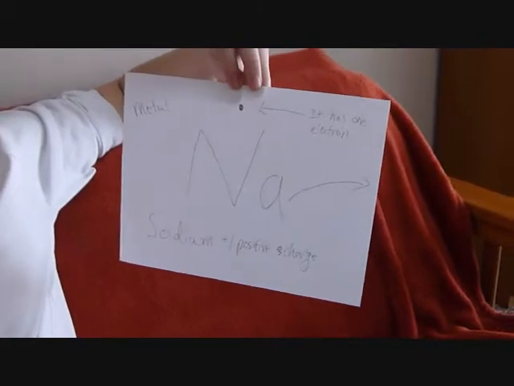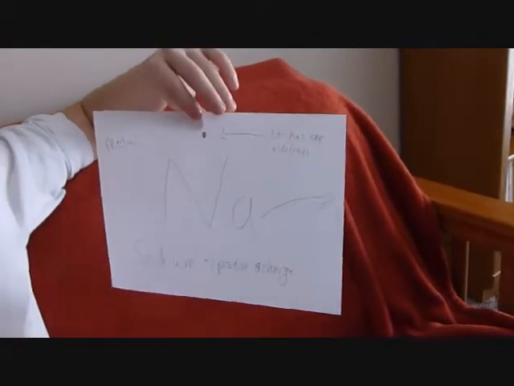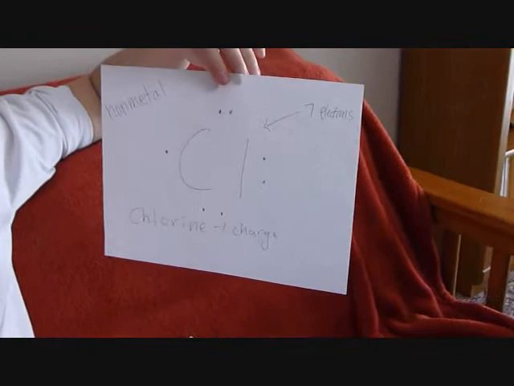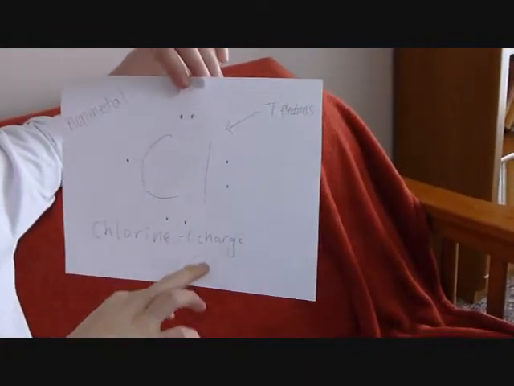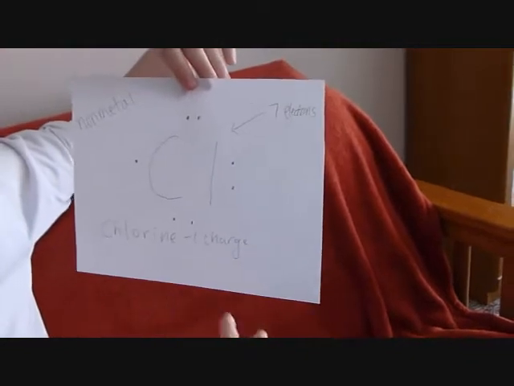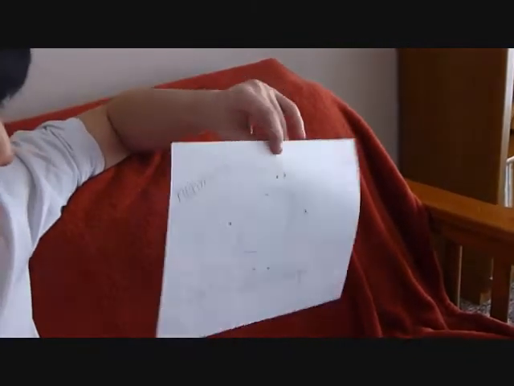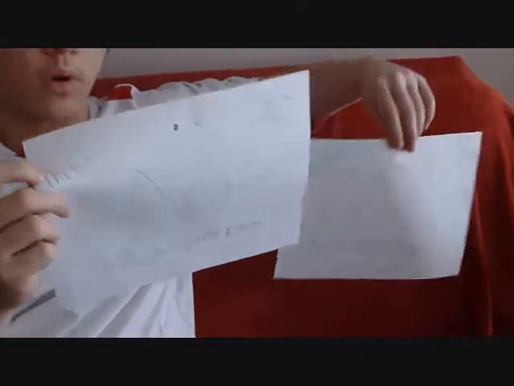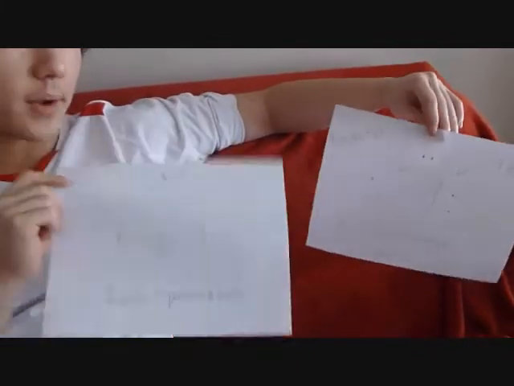Okay, this is sodium. It has a +1 positive charge. It is a metal, and it has 1 electron. This is chlorine. It is not a metal. It has a -1 negative charge, and it has 7 electrons. When you combine 2 atoms together, when one is metal and one is not metal, it is called ionic bonding.